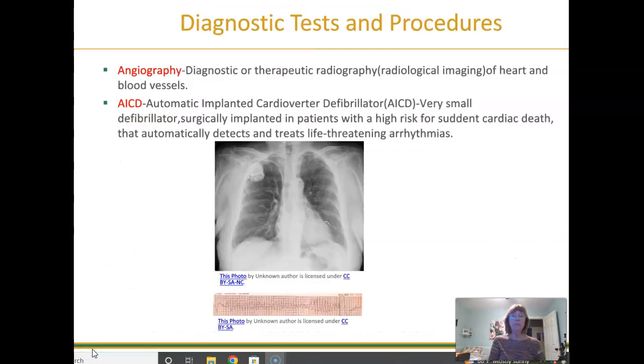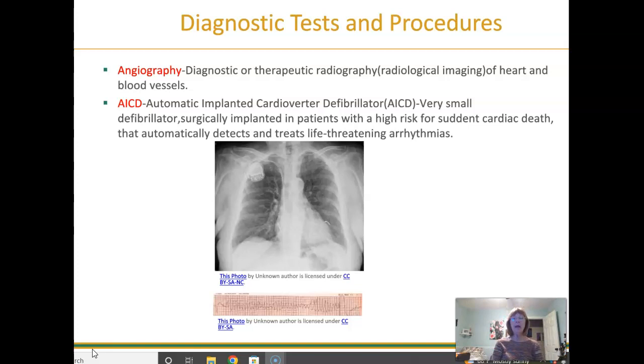Now we're going to go over some diagnostic tests and procedures. Angiography, diagnostic or therapeutic radiography, which is usually x-rays of the heart and blood vessels, okay? So look at that, angie, okay? So that's heart and blood vessels.